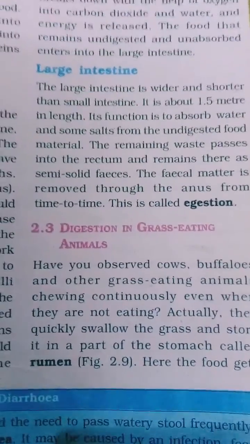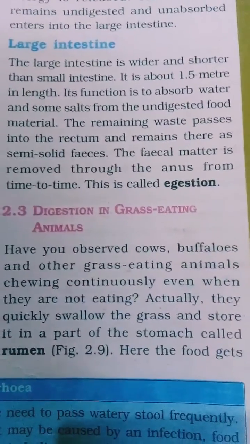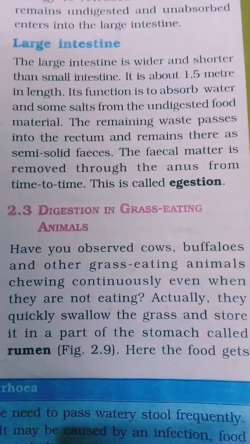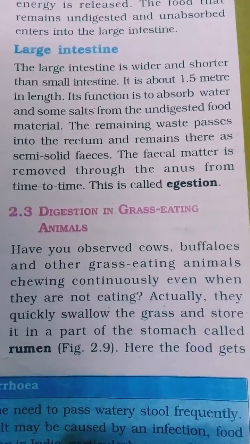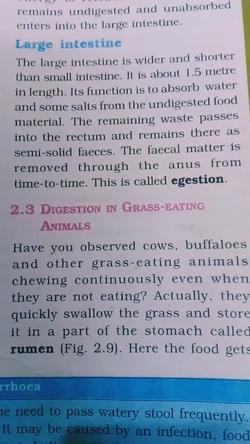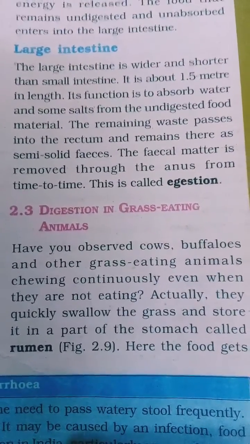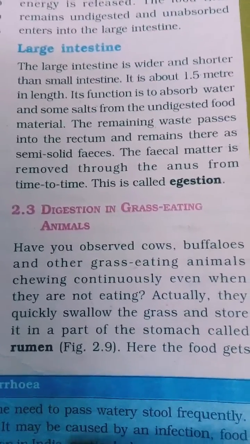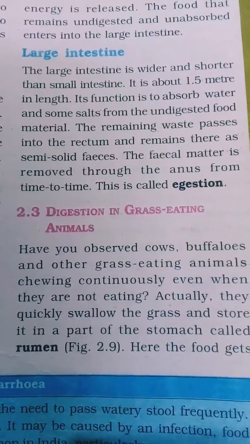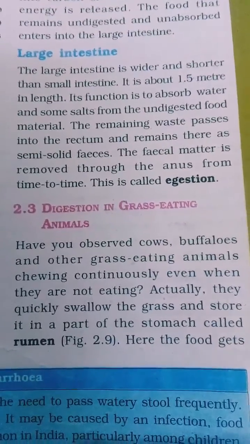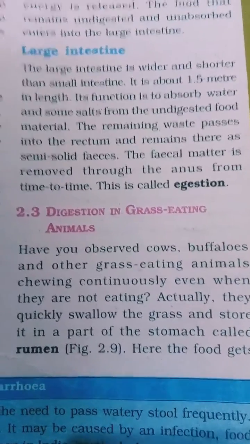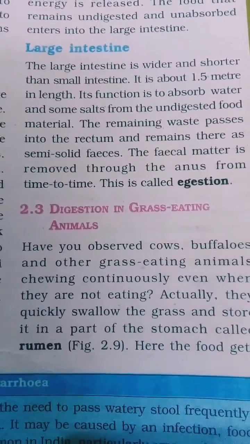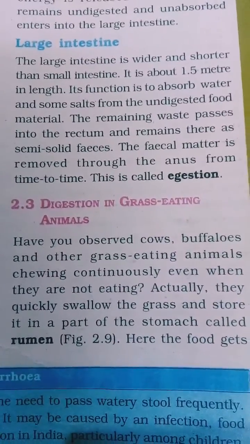Now we move on to our next topic, which is large intestine. Large intestine is wider than small intestine, and shorter than small intestine. It is wider but shorter in size. It is about only 1.5 meter in length. Its function is to absorb water and some salt from whatever the undigested food goes into the large intestine. They absorb water and some salts from that food.